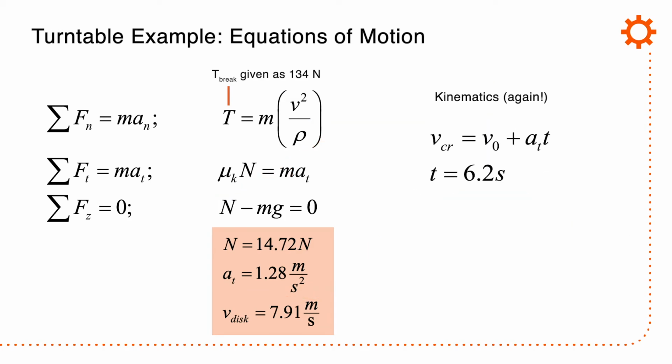If I want to know how long it takes, I'm going to have to go back to kinematics. And so the critical velocity is equal to initial velocity plus tangential acceleration times t. The initial velocity is equal to 0. And the tangential acceleration I just solved for over here is 1.28 meters per second squared. So t is the only unknown because I also know the critical velocity, and I end up with 6.2 seconds.